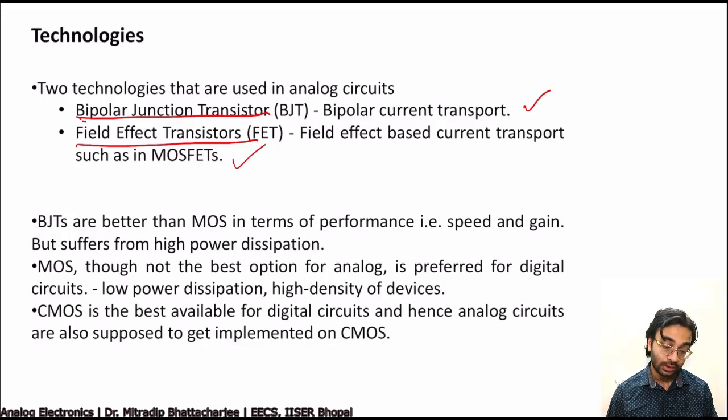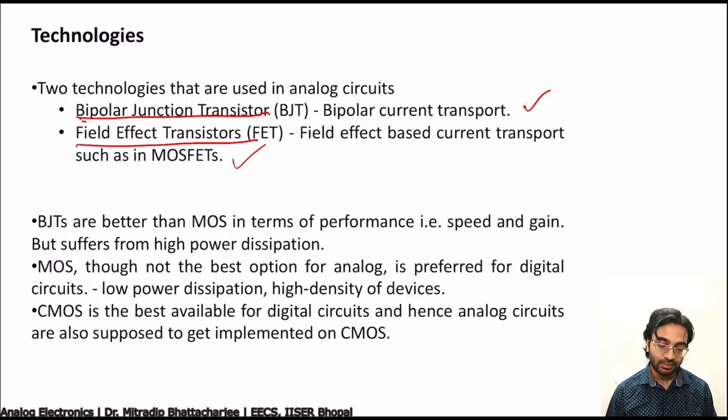Then MOS, though not the best option for analog, is preferred for digital circuits because it has low power dissipation and high density of devices. You can make small devices compared to BJTs. Scaling down BJT is not easy. To some extent it is not possible. But in MOS, we are now working with 3 nanometer channels. I mean, recently some research in Korea has shown 3 nanometer multi-gate technology. So you are actually reducing the size of the device, which enables large scale integration.